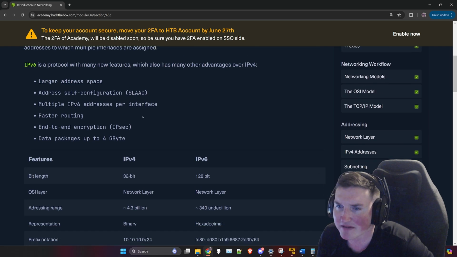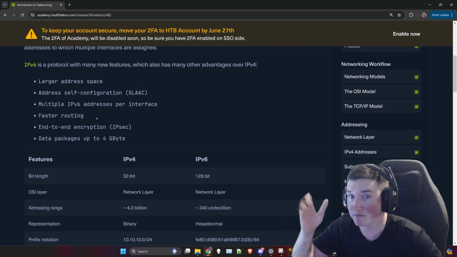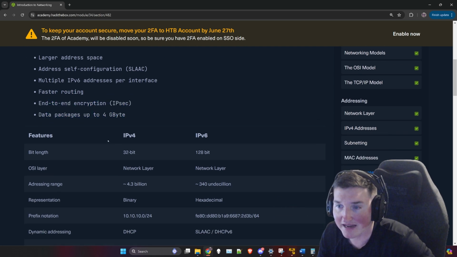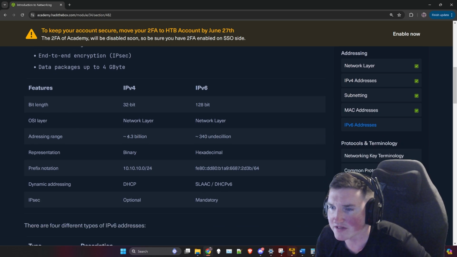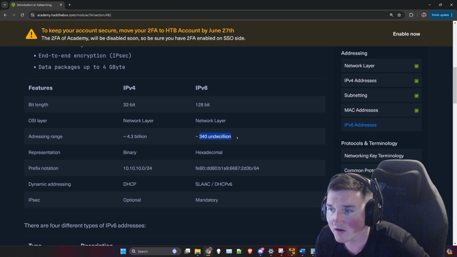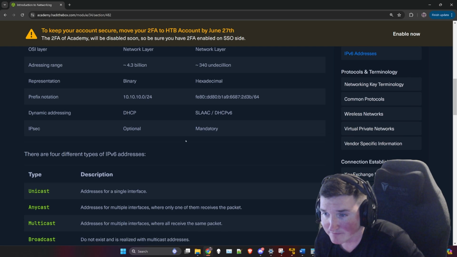So here are some of the many features. You've got a larger address space, obviously. You've got address self-configuration, multiple IPv6 addresses per interface, so you could have an interface with multiple addresses, faster routing, end-to-end encryption, and data packets up to 4 gigabytes, so the packets can be much bigger. You can see here's the difference. Look at this, 4.3 billion for IPv4, 340 undecillion for IPv6. I don't even know what that number is, but it's a lot, right?